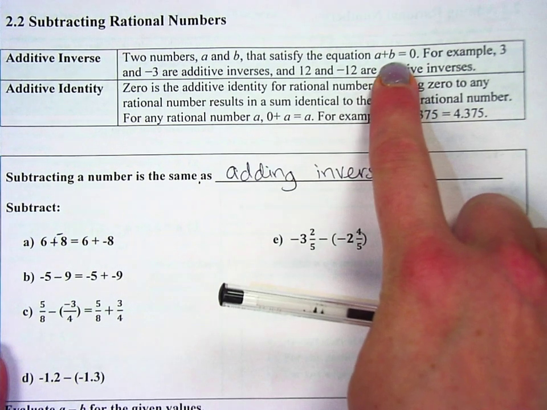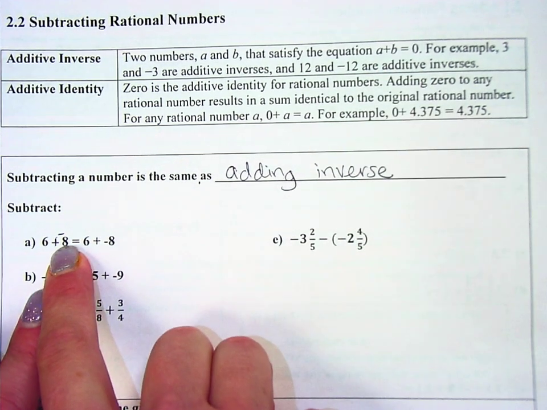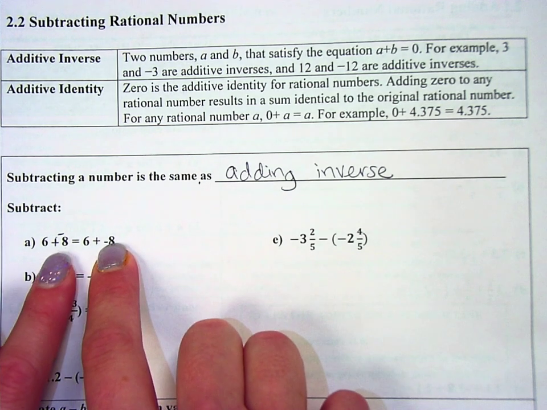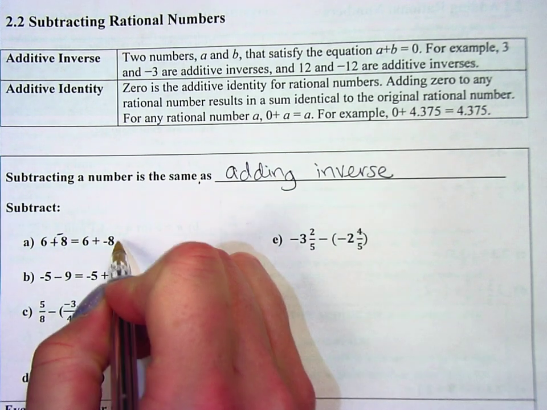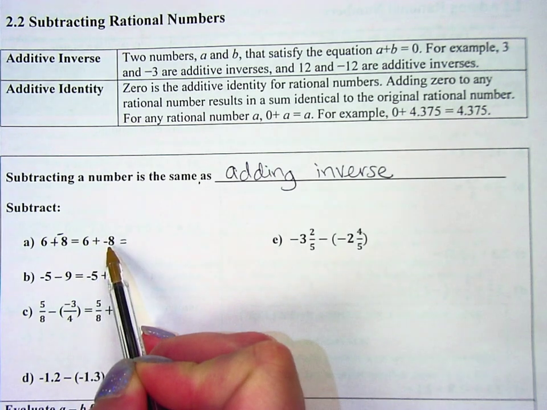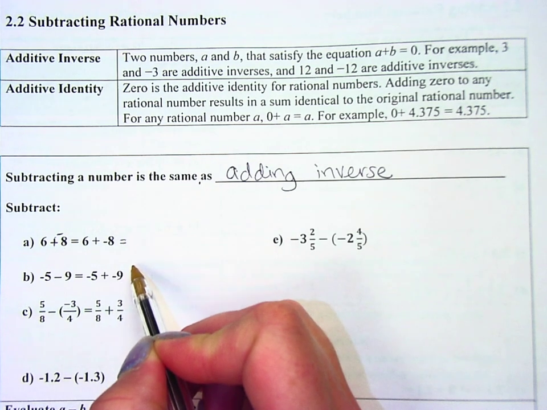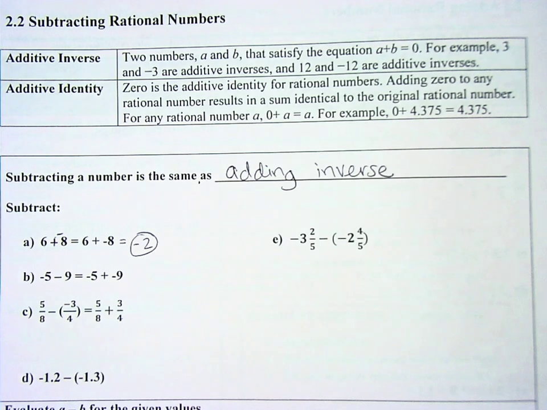So for example, we said 3 and negative 3 are inverses. 8 and negative 8 are inverses. So when I change this to an add, I need to change that 8 from a positive to a negative. Then I go back to my rules. If I had 6 and I add 8 bags of sand to it, it's going to drop it down below. So if I was at 6 and I go down 8, I go past 0, 2 more, I'd end up down at negative 2.